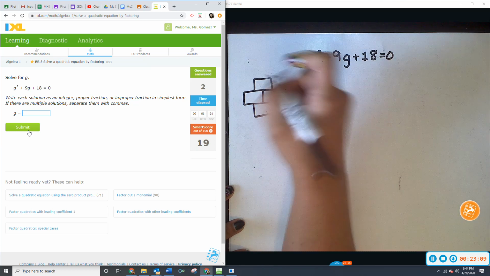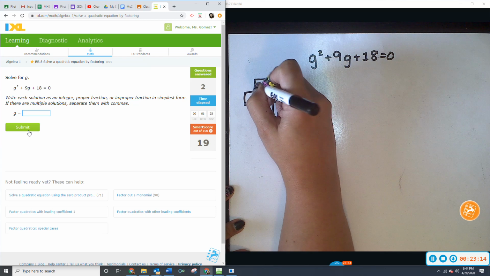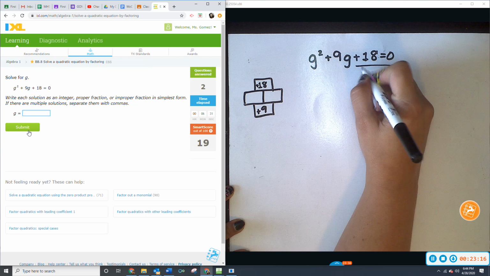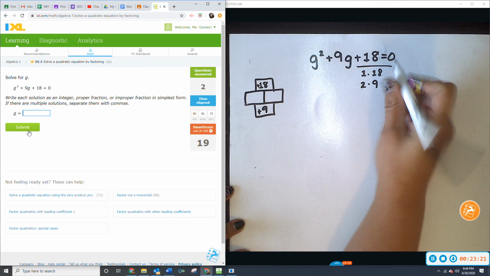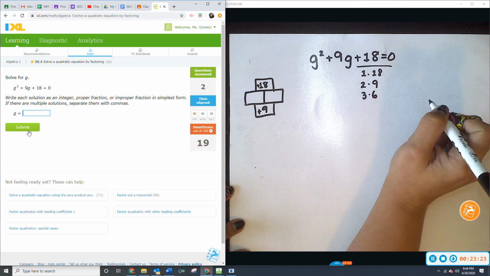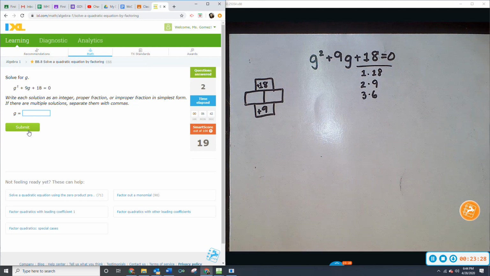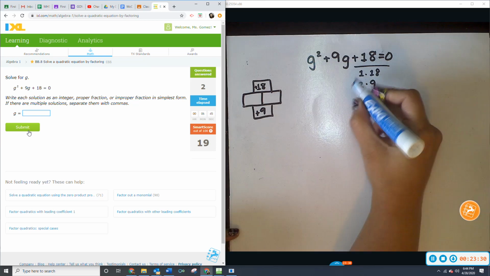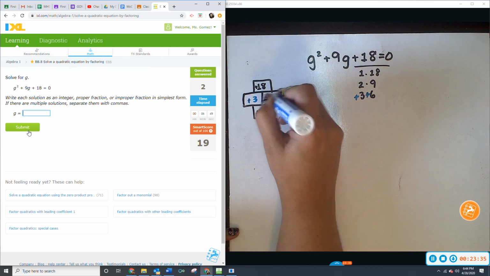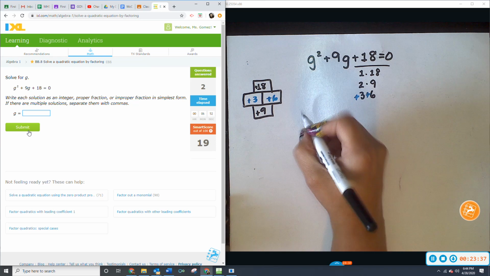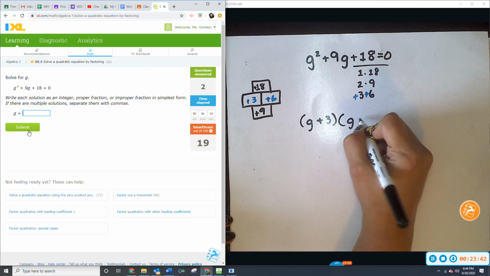So that's 18 and positive 9. Factors of 18, that's 1 times 18, 2 times 9, 3 times 6, there is no 4 or 5. Which one of these will add or subtract to give you 9? Well, that's addition and addition, so that's positive 3, positive 6, g plus 3, g plus 6.